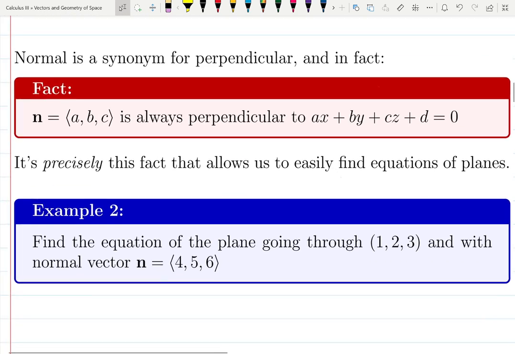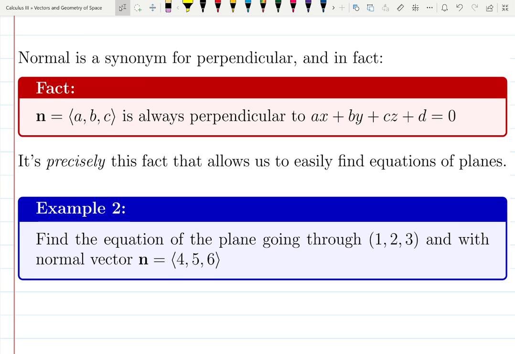A normal is a synonym of being perpendicular. So if someone's saying, "Are you normal?" You're like, "I'm perpendicular." There's lots of jokes about this, lots of memes about being normal means perpendicular. So it's precisely this fact that allows us to easily find equations of the plane.